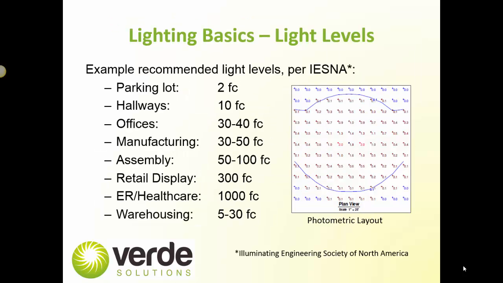Some typical light levels that the Illuminating Engineering Society of North America uses. Parking lot, you might see about 2 foot candles. Hallways, 10. Offices, manufacturing, 30 to 50. Assembly, anything that needs small parts, is 50 to 100 foot candles. Retail display is meant to be 300 foot candles, and then ER healthcare is 1,000.